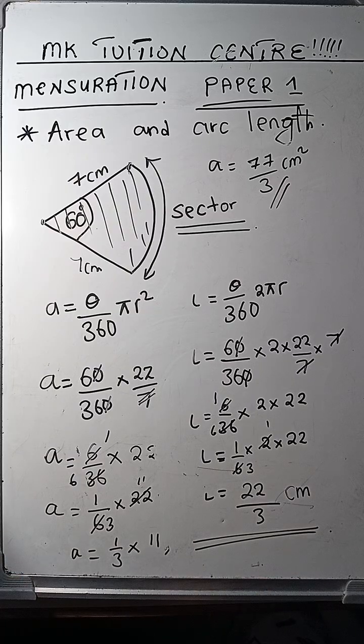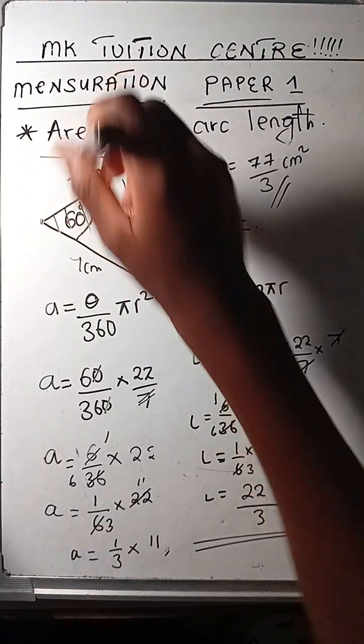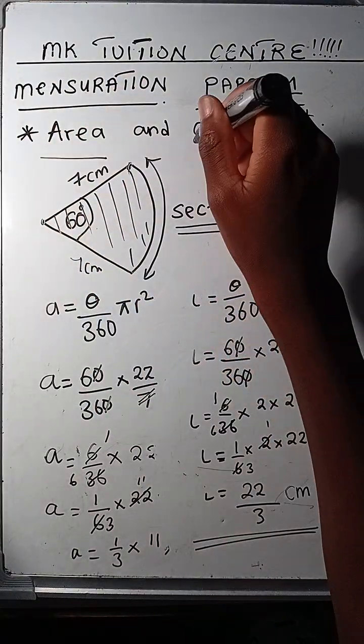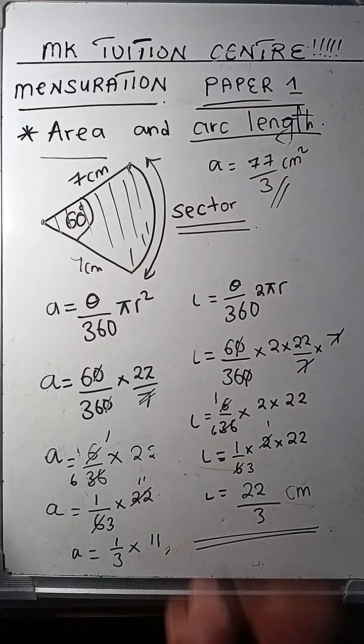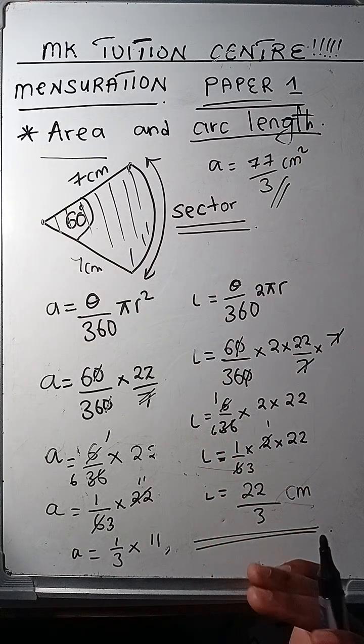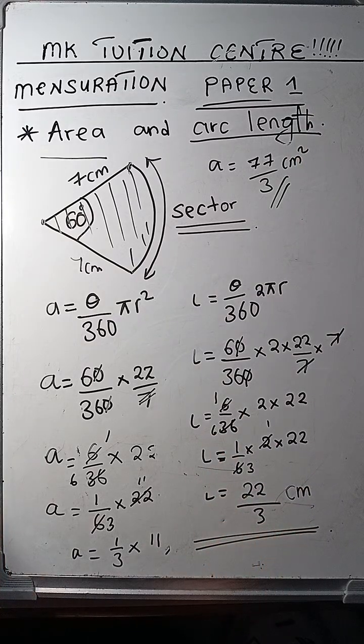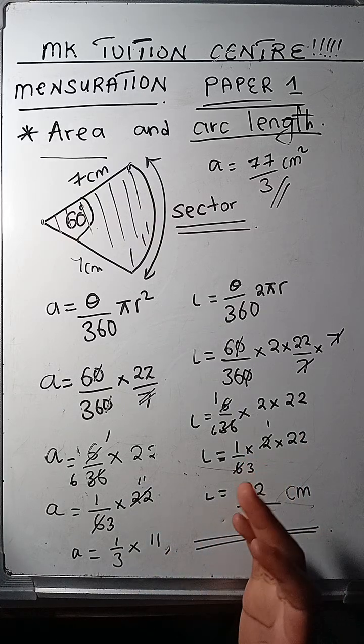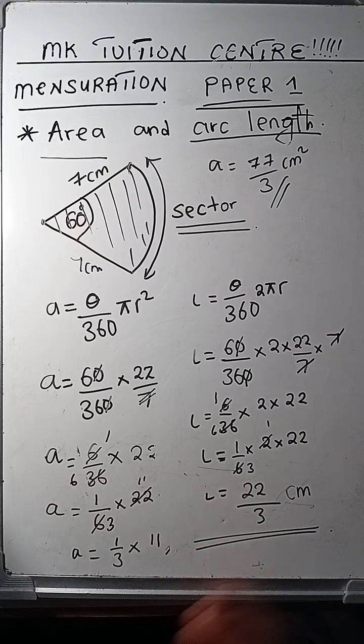Very simple and straightforward. Make sure you know the formula for area because these are not given, and also the formula for arc length. After that, you must be able to know how to simplify big numbers, how to simplify numbers like these. So once you are good at this, it means you are good to go, because paper one is simple, but at times just becomes tricky.